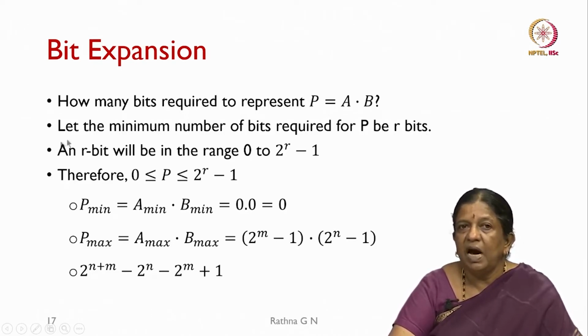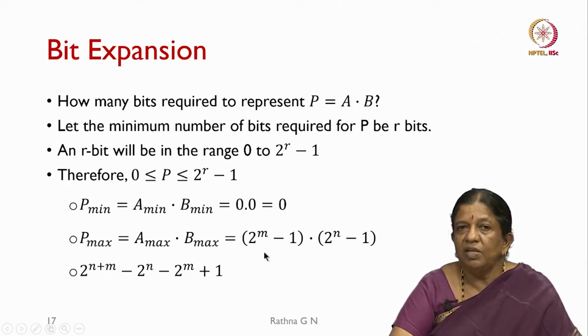We will say the r-bit product will be in the range 0 to 2^r minus 1. Therefore, our P will be in the range between these two. We will see first P minimum: when the A bits are all zeros and the B bits are zeros, then the minimum product is going to be 0. When will be the maximum? When all A bits are 1s and B bits are 1s, which we call the maximum.